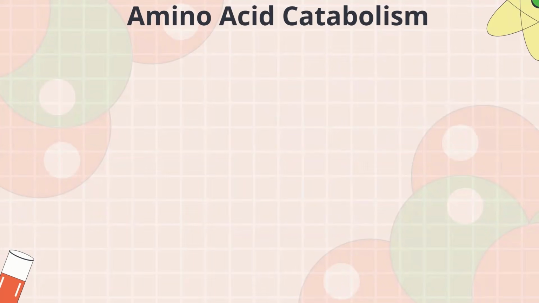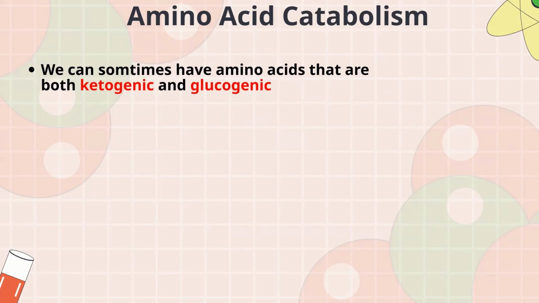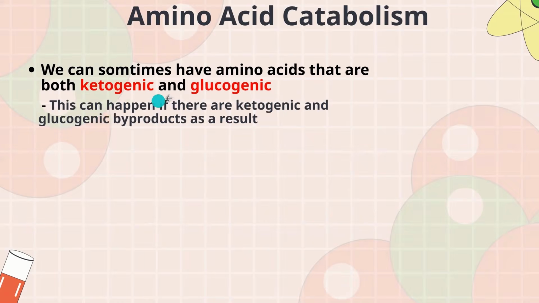Now, as I told you guys in the other slide, we can have products that are either ketogenic, glucogenic, or even both. Let's talk about amino acids that can be ketogenic and glucogenic. This can occur when there are both ketogenic and glucogenic byproducts as a result. So if we take one amino acid and we catabolize it, and we notice, for example, you have acetyl-CoA and fumarate, right? We're going to notice that this amino acid is both ketogenic and glucogenic because it has byproducts of both.